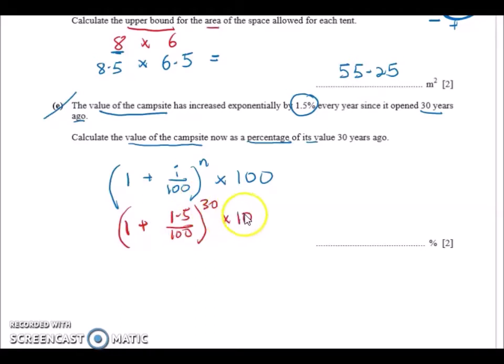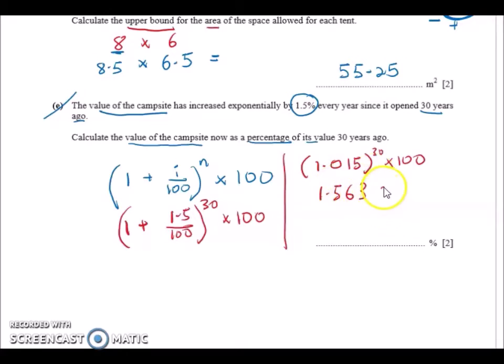To the power of 30 years, multiplied by 100. When you calculate this, let me show you the working here. It should be 1.015 to the power of 30, multiplied by 100. Here you'll get 1.563, multiplied by 100, and you'll get the percentage, which is 156.3%. Okay, so you get 2 marks here, and 2 marks here. This is the end of question number 1.